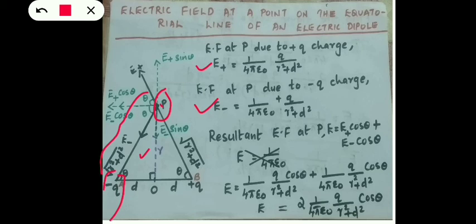Then what is the resultant electric field at the point P? As we discussed earlier, the resultant electric field is obtained by adding the two horizontal components, that is E plus cos theta and E minus cos theta. Next, just substitute the expressions for E plus and E minus. What is E plus? E plus is 1 by 4 pi epsilon naught into Q by R square plus D square. So substitute that expression here. So what will you get? You will get E equal to 1 by 4 pi epsilon naught Q by R square plus D square, then cos theta, because it is E plus cos theta.